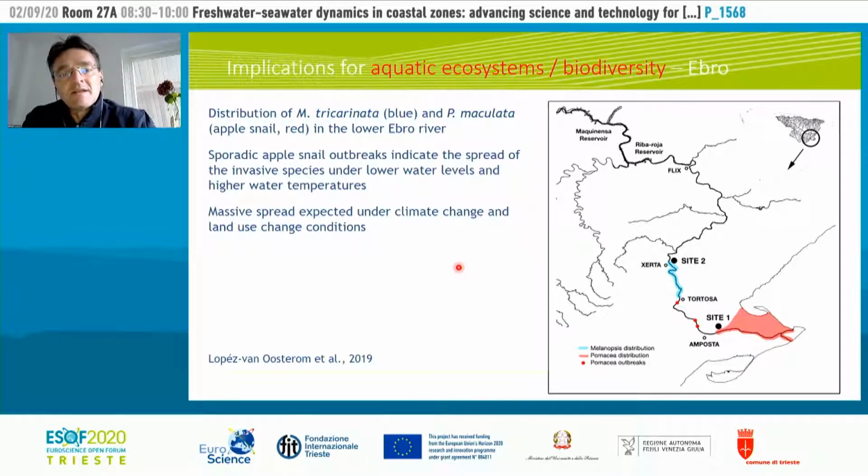So it's a fairly easy assumption that we can make that the future climatic condition and the future water resources condition in the lower Ebro will also have a strong impact on the aquatic ecosystem, as it is very favorable for the invasive species to spread while the endemic species are being pushed back. And so that has, in this case, a quite negative contribution to biodiversity.